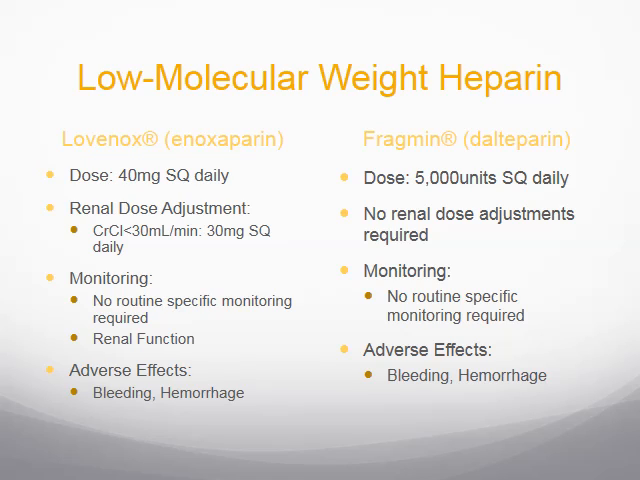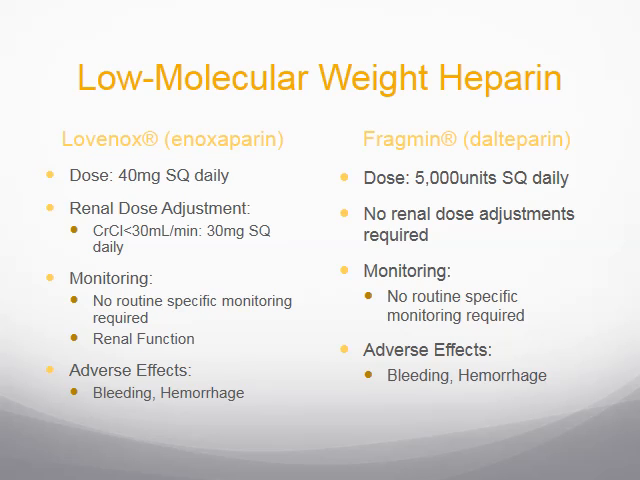Some adverse events are going to be bleeding and hemorrhage. We are preventing clots from forming in the body, so bleeding or hemorrhage anywhere in the body is a potential. The other one is fragmin, or dalteparin.